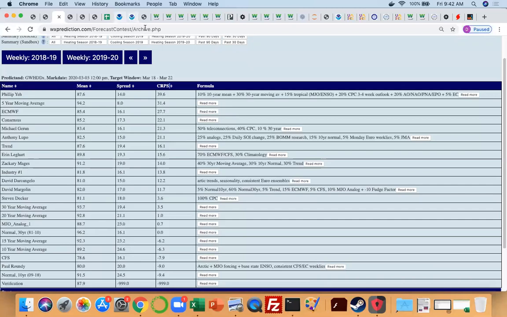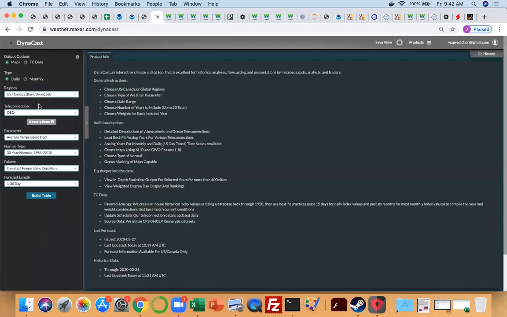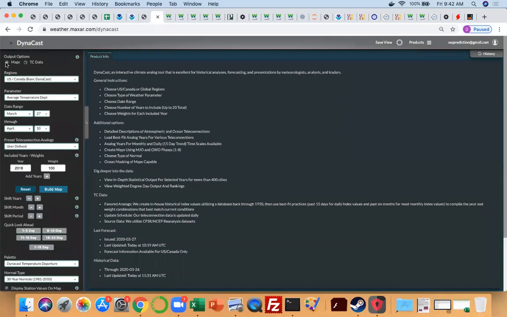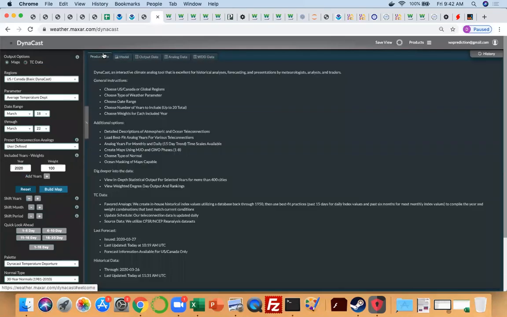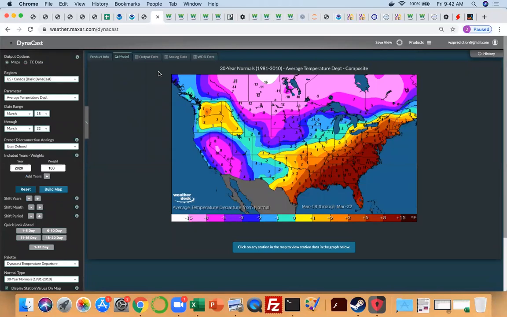Let's look real quick at the Dynacast. So again, this is the 18th to the 22nd. I'll just pull that up so we can see the pattern. Whoops. Here we go. So this is the pattern we've certainly seen this winter, with the ridge holding strong in the southeast and the trough and colder weather up north.